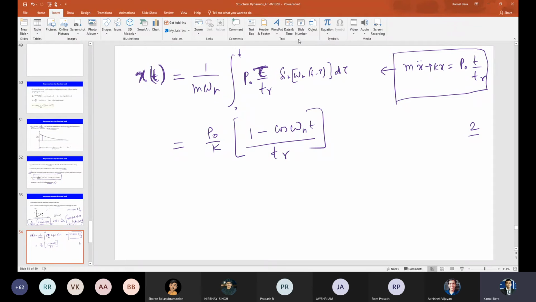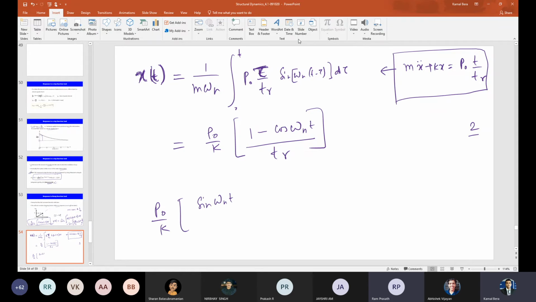How is it cos here? I'm already getting sine omega n (t minus tau). Then I'm getting sin omega n t by omega n square, minus tau by omega n, and P naught by m omega n square tr, which is P naught by K into tr. Tell me.